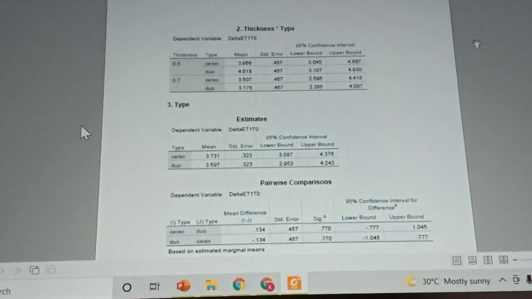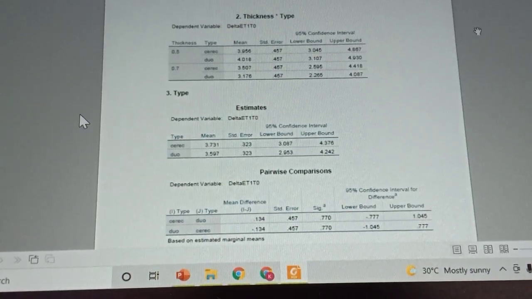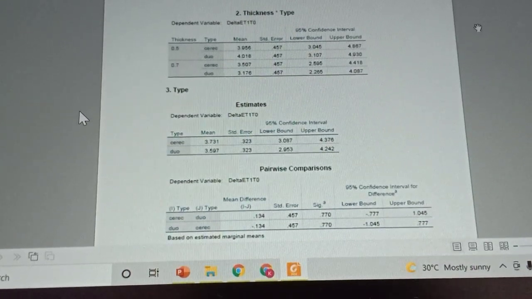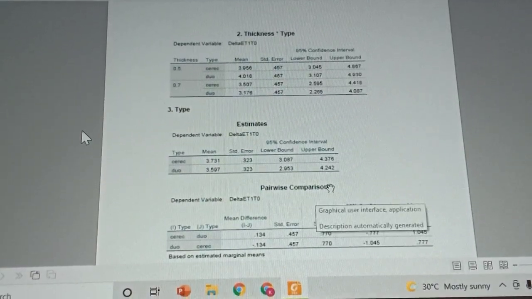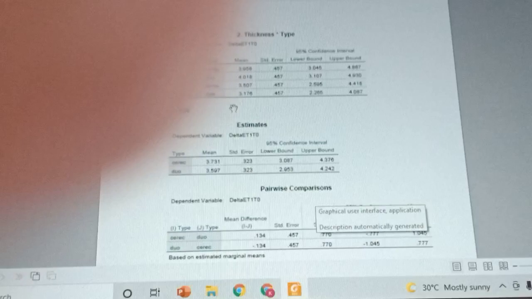But the difference is just 0.1, Dr. Ines. It's very small. The one for 0.7 is slightly bigger, 0.4. Which one? The first table? Is it the first?